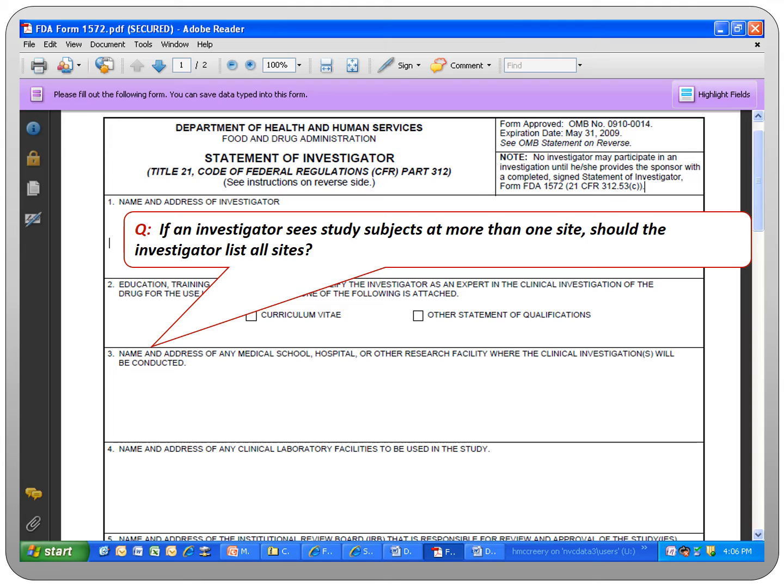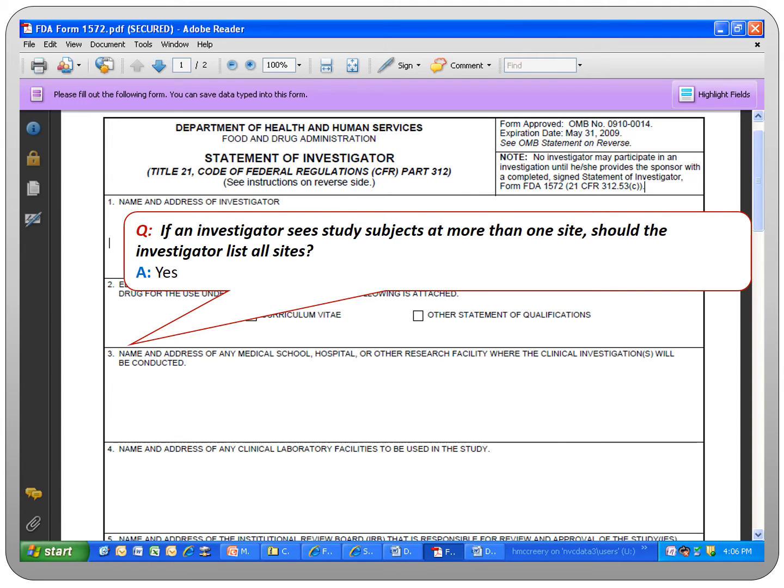Okay, this is a good question. If an investigator sees study subjects at more than one site, should all the sites be listed? And I'm sorry, yes. So this might be a little bit of a long list. So in number 3, you're going to include every place, right? Anywhere where clinical investigations are going to be conducted. So if it's more than one site, you have to list all sites, yes.